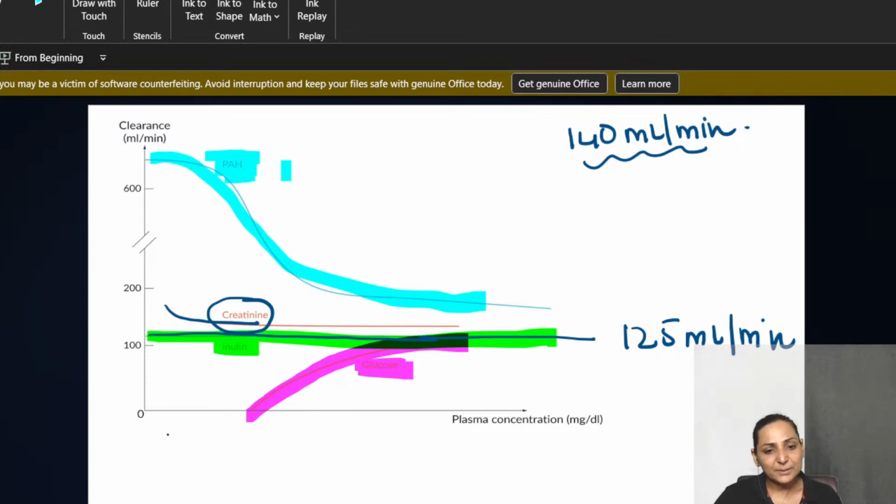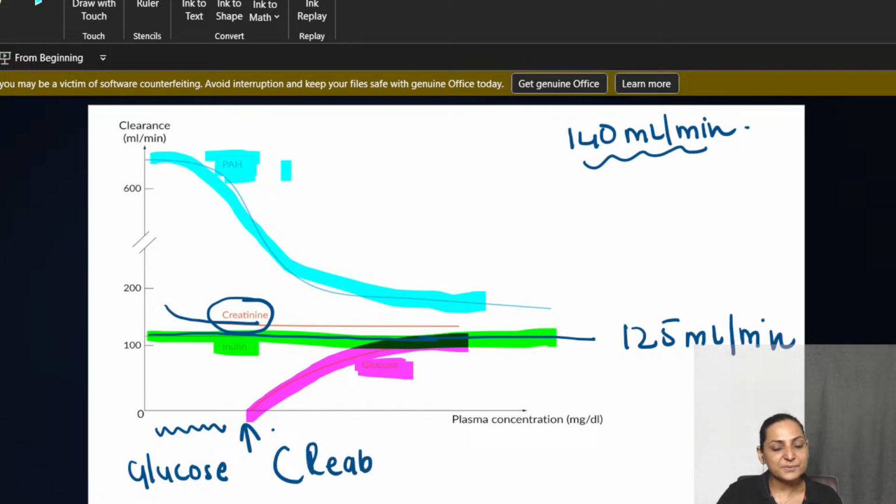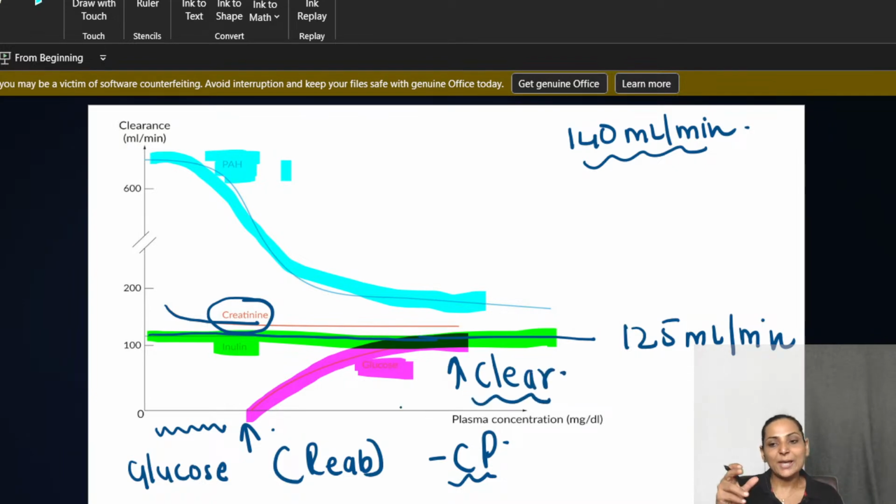Now, as you keep on increasing the concentration of glucose, or any substance which is reabsorbed and requires a carrier protein, what will happen? There will be a decrease in the reabsorption, because there will be saturation of the carrier proteins, and therefore the clearance of that substance will increase. So any substance which is reabsorbed, its clearance will increase. Why? Because carrier proteins have become saturated.